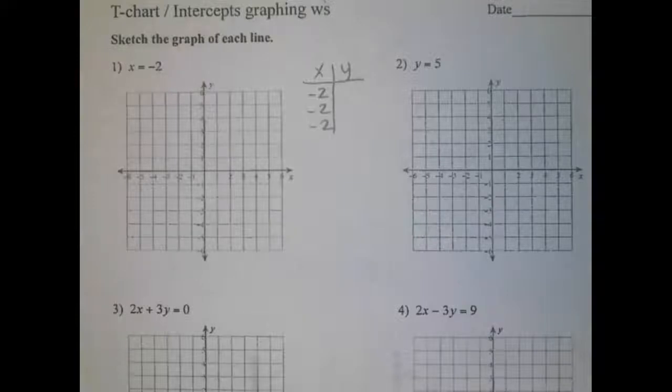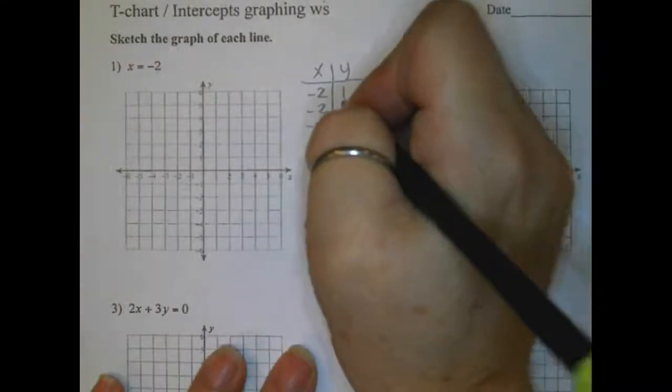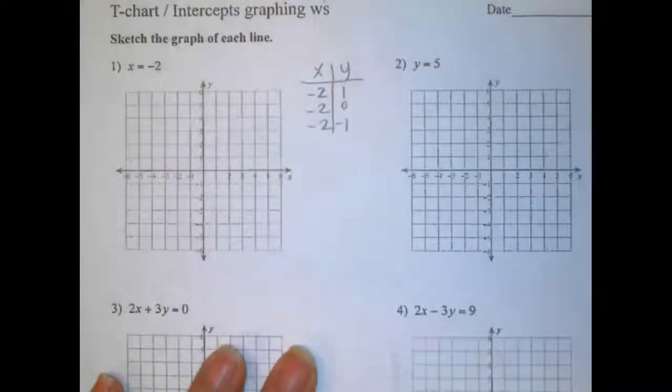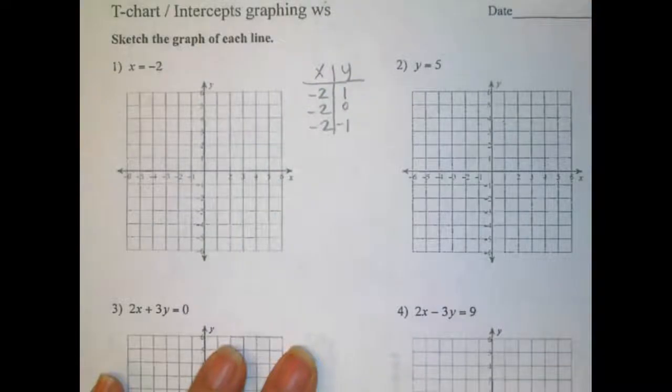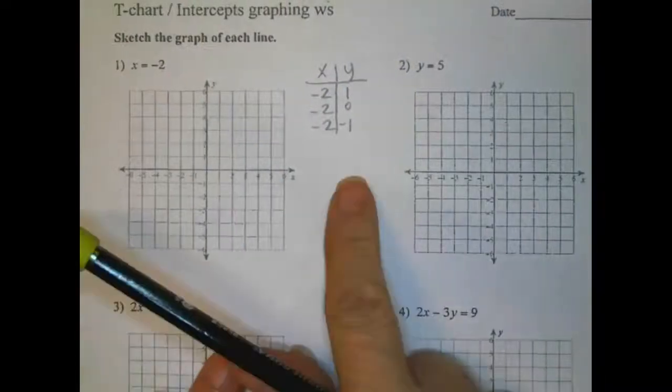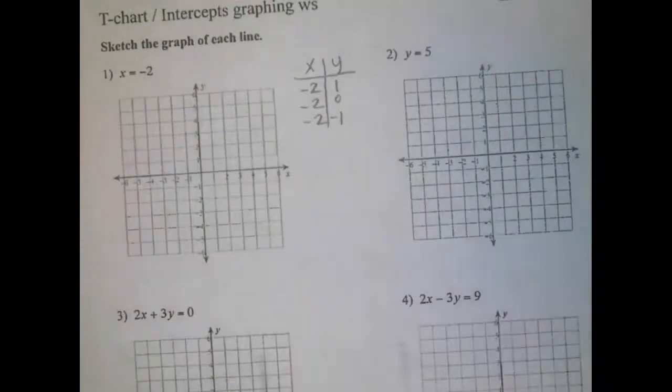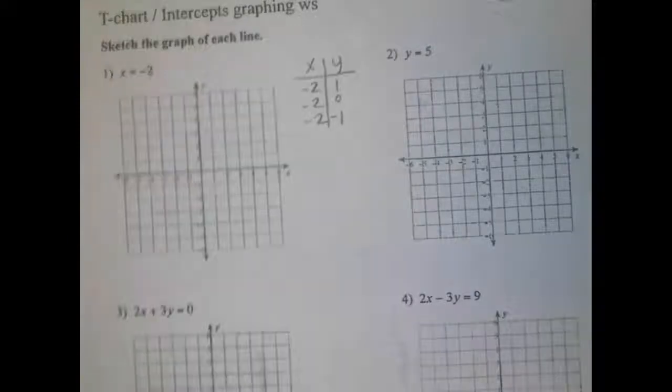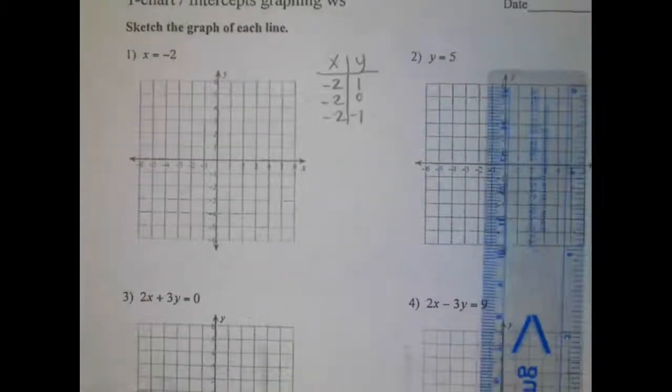I like to use 3 numbers. Do you guys remember my favorite 3 numbers to use? 1, 0, and -1. Okay. So that makes it really easy for me to graph this line. So I'm going to plot them, right?